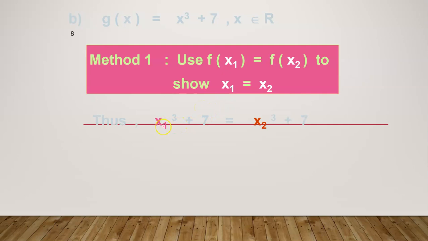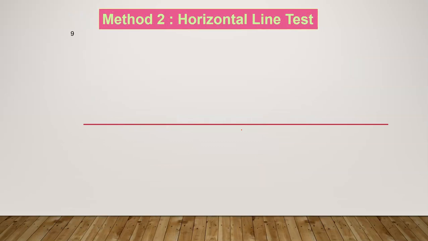Then you just substitute x1 power 3 plus 7. So plus 7, we can eliminate. Then we are left with only x1 cube equals x2 cube. Then we take the cube root of both sides, and you get x1 equals x2. So we say that g(x) is also a one-to-one function. When it is a one-to-one function, it means that the function has an inverse, alright?